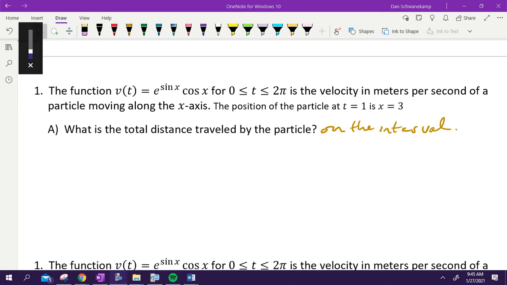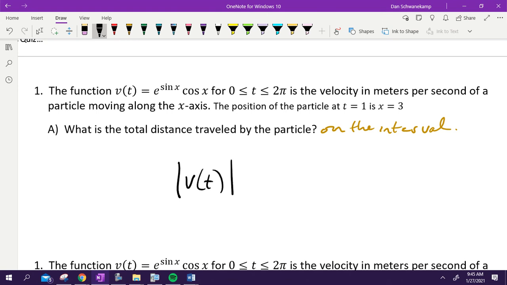We're finding total distance traveled. So if I'm finding total distance traveled, how do I find total distance traveled? Your absolute value of what? The velocity equation. Okay? Several of you tried to write velocity and you wrote this equation, but all you wrote on your paper was e sine x. That is not velocity. It's e to the sine x times cosine x. So you forgot part of that.